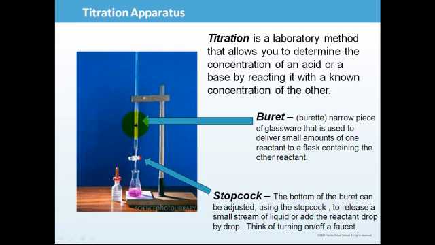It's a narrow piece of glass, and it has gratings on it just like a graduated cylinder does. At the bottom, it funnels into a really skinny drop area right here. And this basically will allow you to do it drop by drop. The stopcock is basically the little valve right here that you use to open and close the burette to release small amounts of what we call the titrant from the burette.